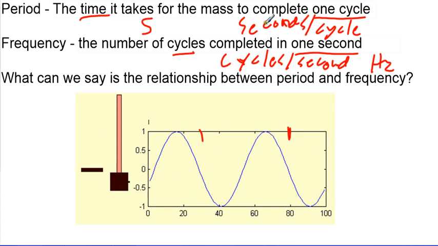So if we know that period is seconds per cycle, and frequency is cycles per second, what can we say is the relationship between period and frequency? And what do you think the equation for period and frequency is going to be? Try to answer those. We'll talk about that in class.